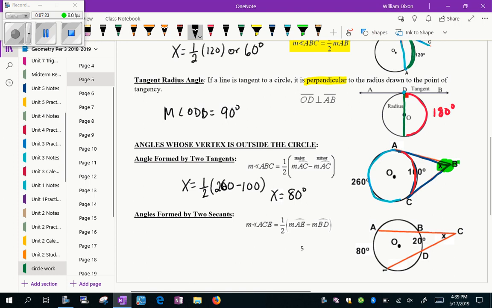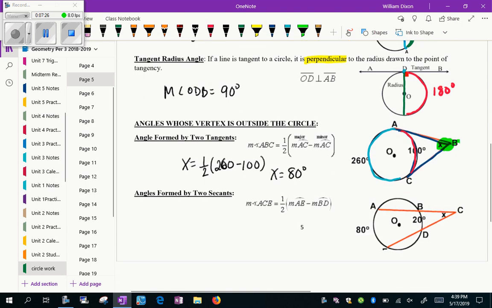All right, now what happens if I have an angle outside of the circle that's formed by two secants? All right, so now, once again, my angle is outside of the circle, and the two lines are two secants, both passing through 2 points. All right, it's the same relationship. So it's 1/2, all right, the two arcs subtracted.